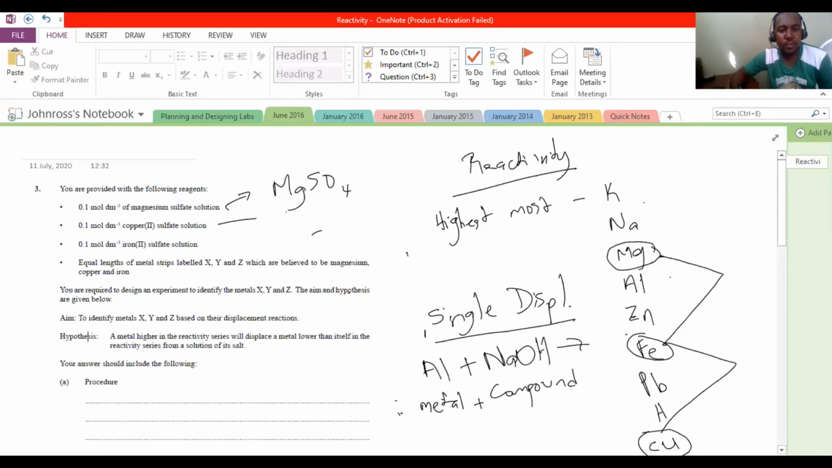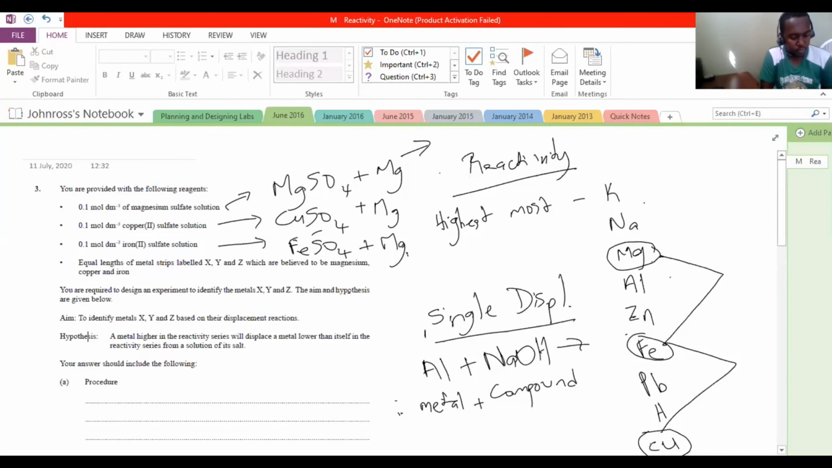This one is copper 2 sulfate, so it's CuSO4. And this one is iron 2 sulfate, it's FeSO4. So therefore, if we react magnesium with these three, what will happen? Let's go to the top one. If we react magnesium with this, what will happen? It will stay the same, right? And so therefore it stays the same.